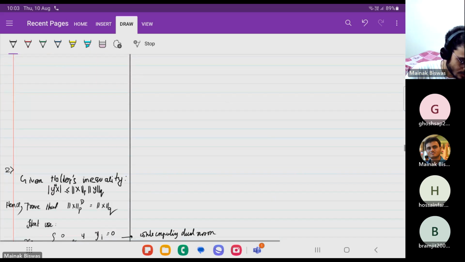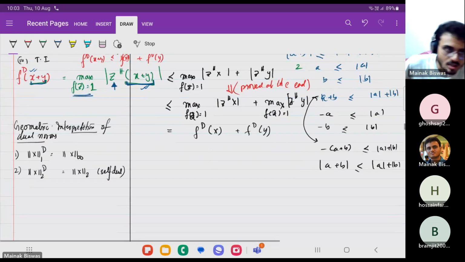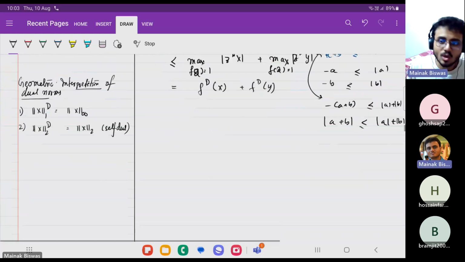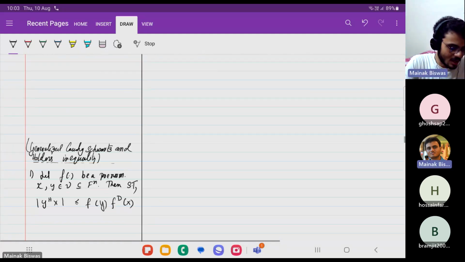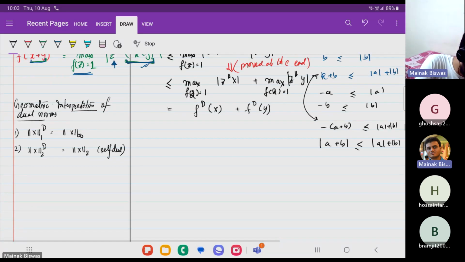So now I'll be showing you the interpretation of this. Interpretation would mean I'll be showing you that the dual norm of the L2 norm is itself. And I will also be showing you a non-trivial case, where the dual norm of the one norm is the infinity norm. And then I'll be showing you something called a generalized Cauchy-Schwarz, which will more or less complete norms.